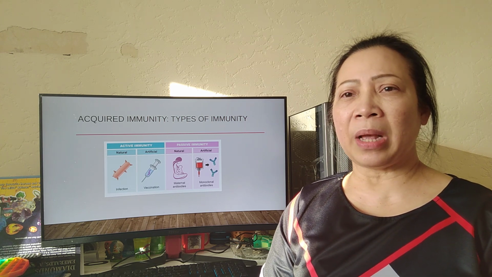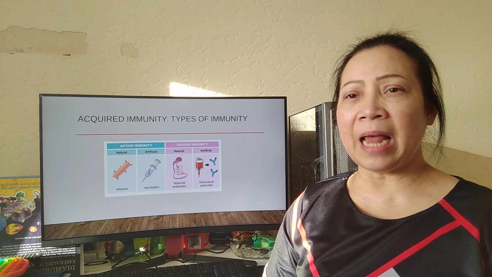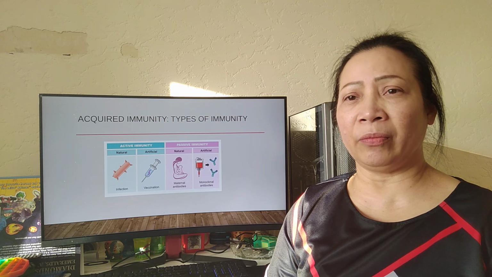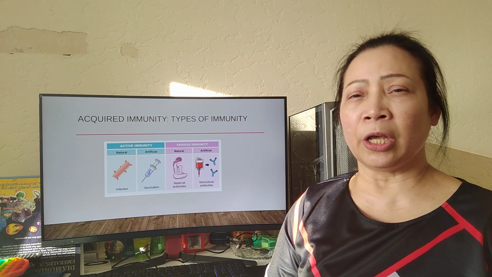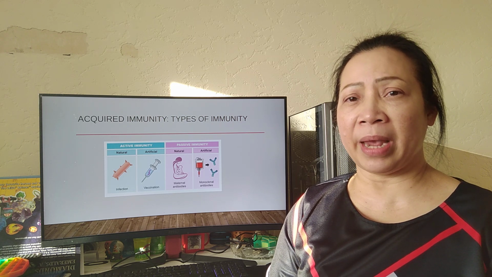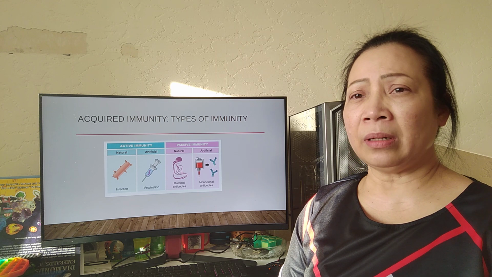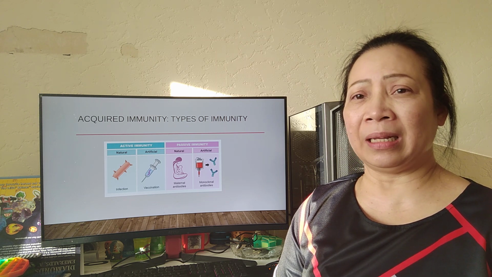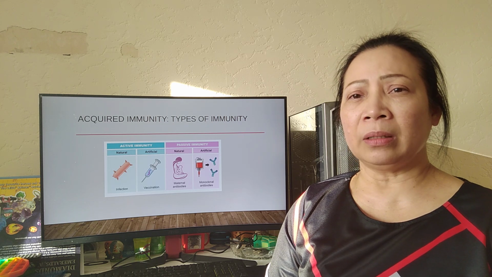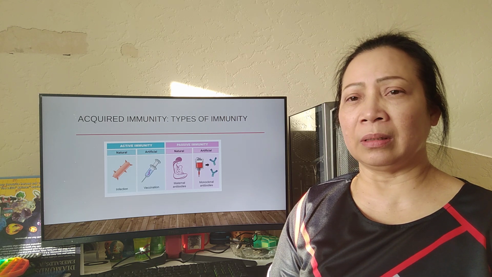When something's passive, it means you're not doing anything about it. In active, you are creating the antibodies. In passive, you're not creating the antibodies. You're simply receiving already made antibodies. So how does this happen? Well, again, you can break it up into natural and artificial. Natural simply means it's coming from environmental sources.